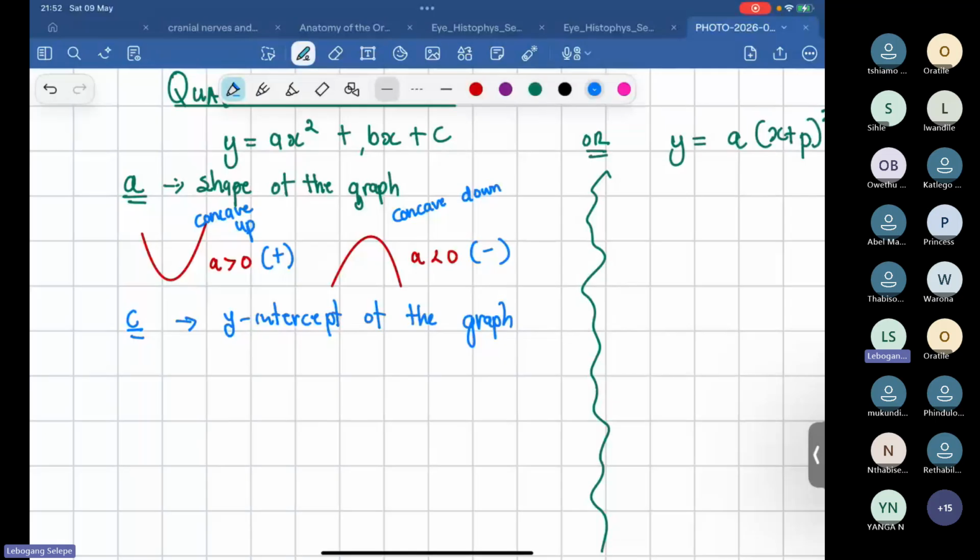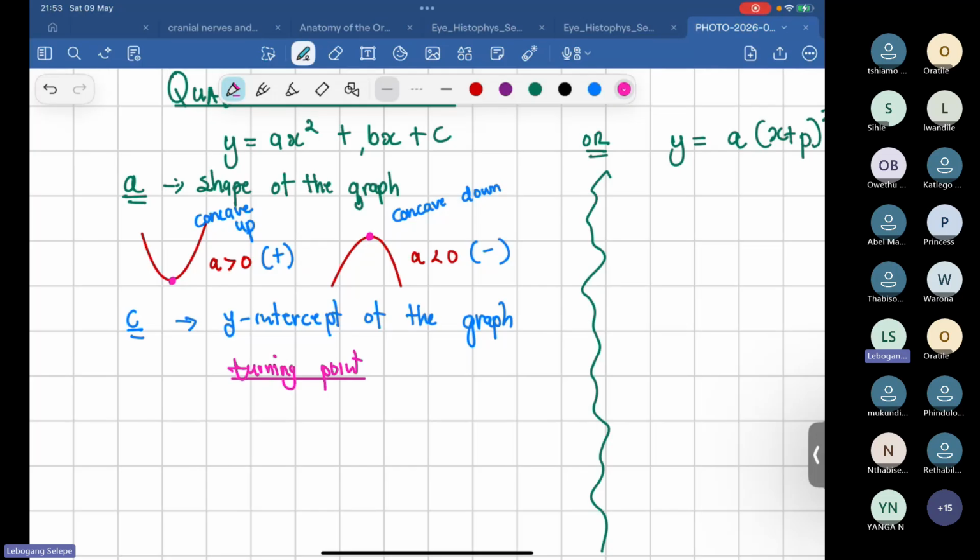Then for these graphs, we have what we call a turning point. A turning point is, you need to remember, the point on the graph where the gradient is 0. So the gradient is not changing at the turning points, which is right here. These are turning points. It's the point at which the gradient is 0.